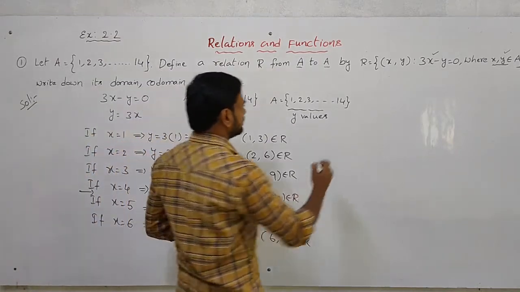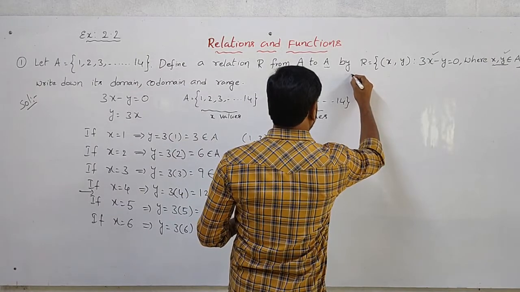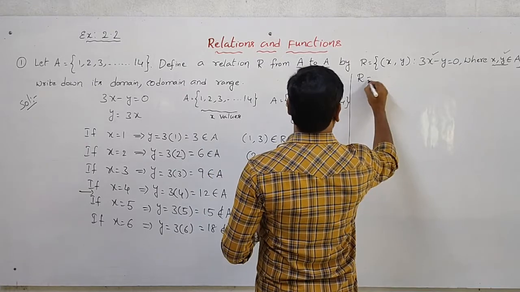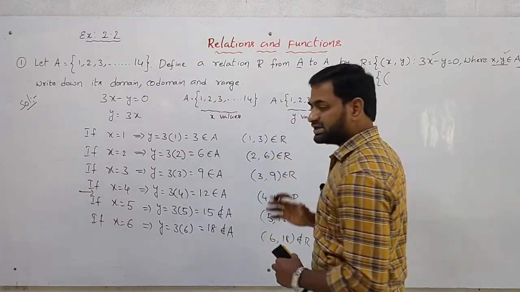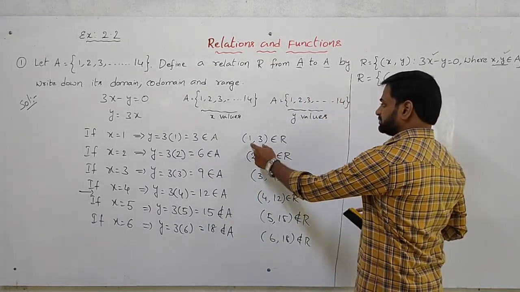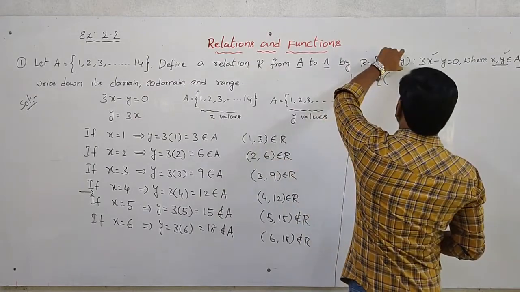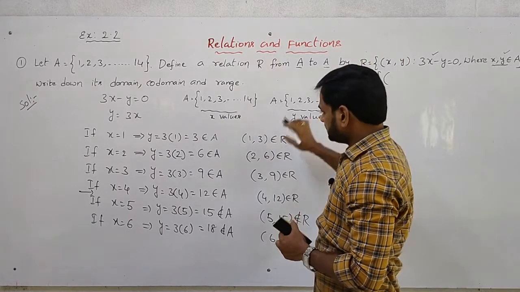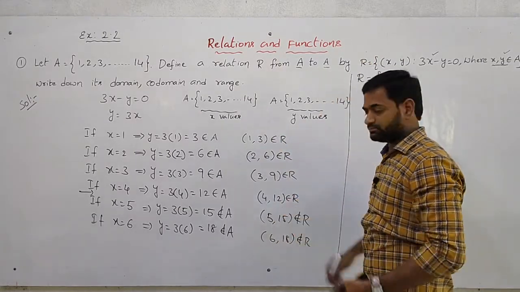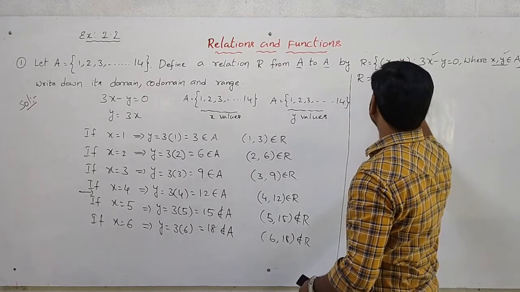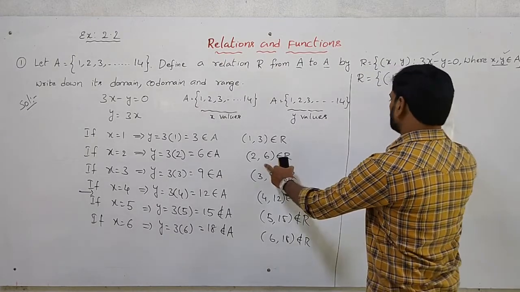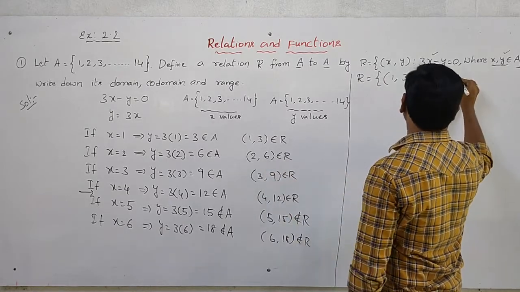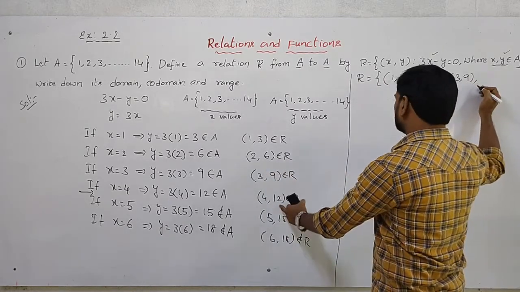So, what is the R now? R equals, which ordered pairs can we take? Now I am writing it in roster form. This one is set builder form. Now this is the roster form. That is 1 comma 3. Next 2 comma 6. Next 3 comma 9. Next one is 4 comma 12.